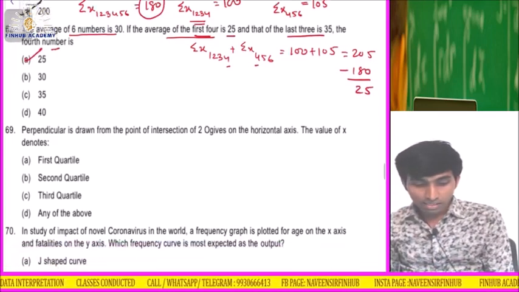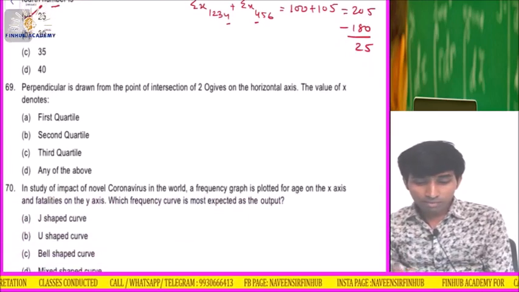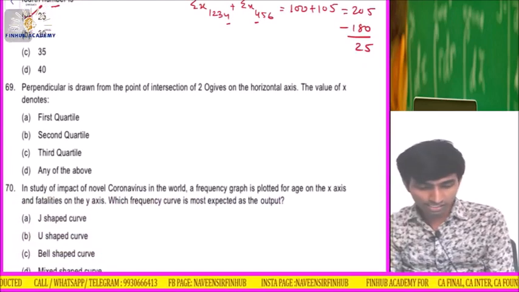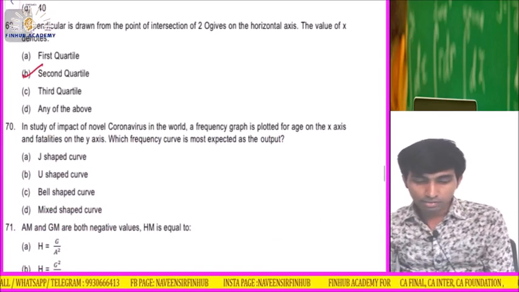Easy. A perpendicular drawn from the point of intersection of two ogives on the horizontal axis. We know this. It is median or second quartile. Okay, answer is B. Okay.